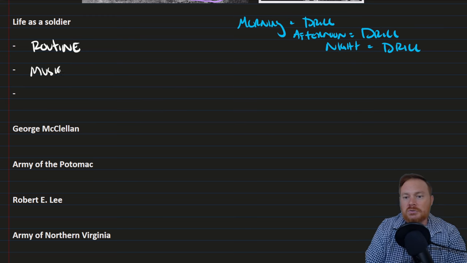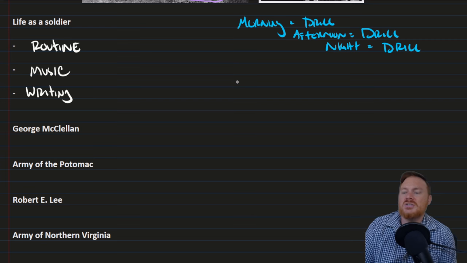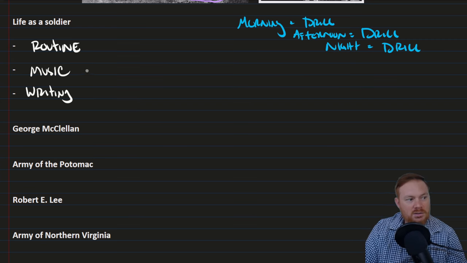Music was also enjoyed by a lot of the soldiers that were in camp, both Union and Confederacy, and writing. This is a war in which there are many soldiers who are literate. In fact, many more soldiers than in the past. And so we have an abundance of letters and primary sources and firsthand accounts of soldiers who participated in the war directly.